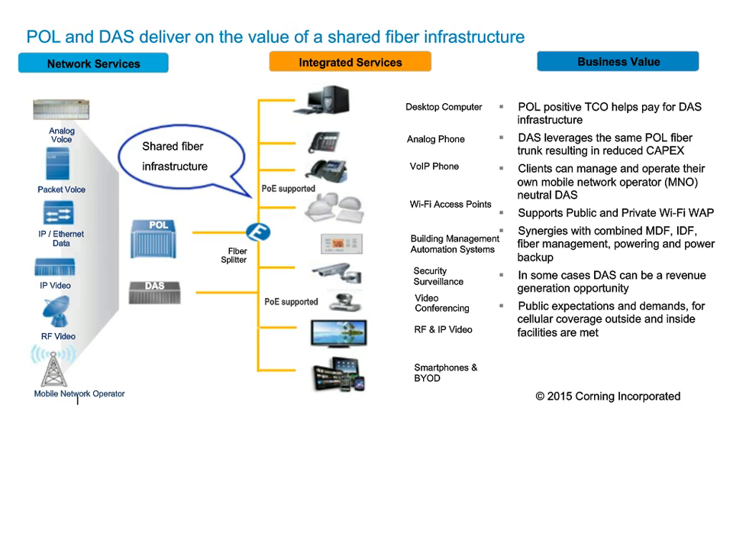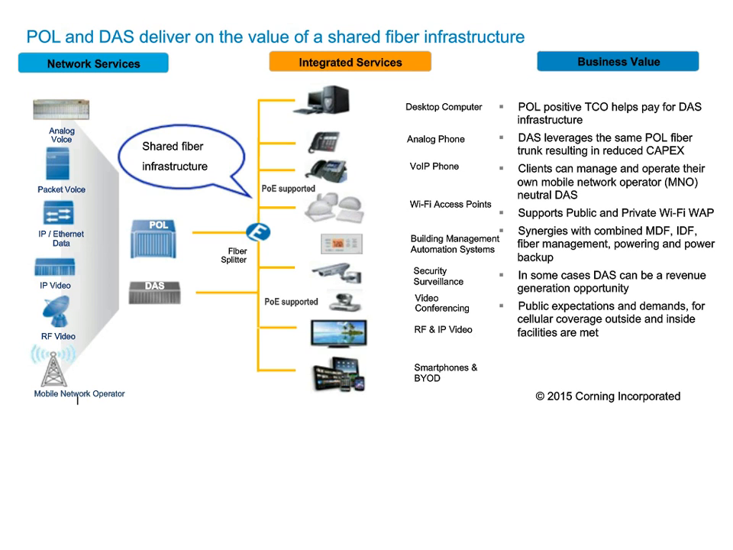You could have RF video involved, bringing in that RF to the rooms, patient rooms, etc. A passive optical LAN infrastructure today can really provide the backbone to do all of those applications. It allows you to connect your desktop computers, your analog or VoIP phones. It allows you to connect Wi-Fi access points, building management services, obviously surveillance cameras, video conferencing, RF and IP video, and then smartphones and beyond.